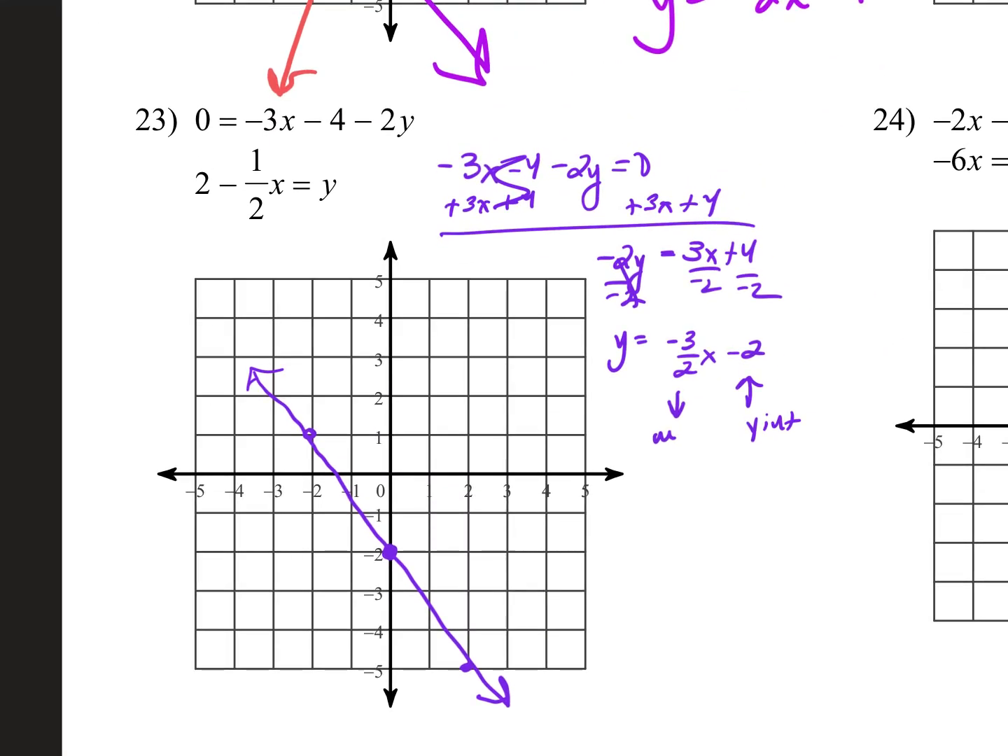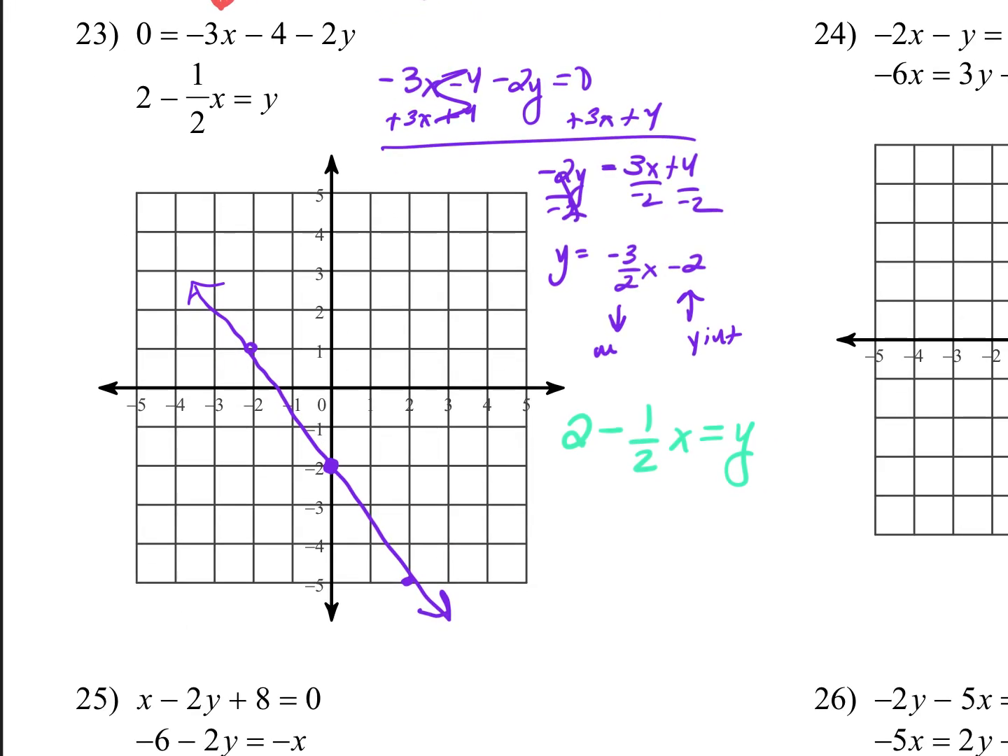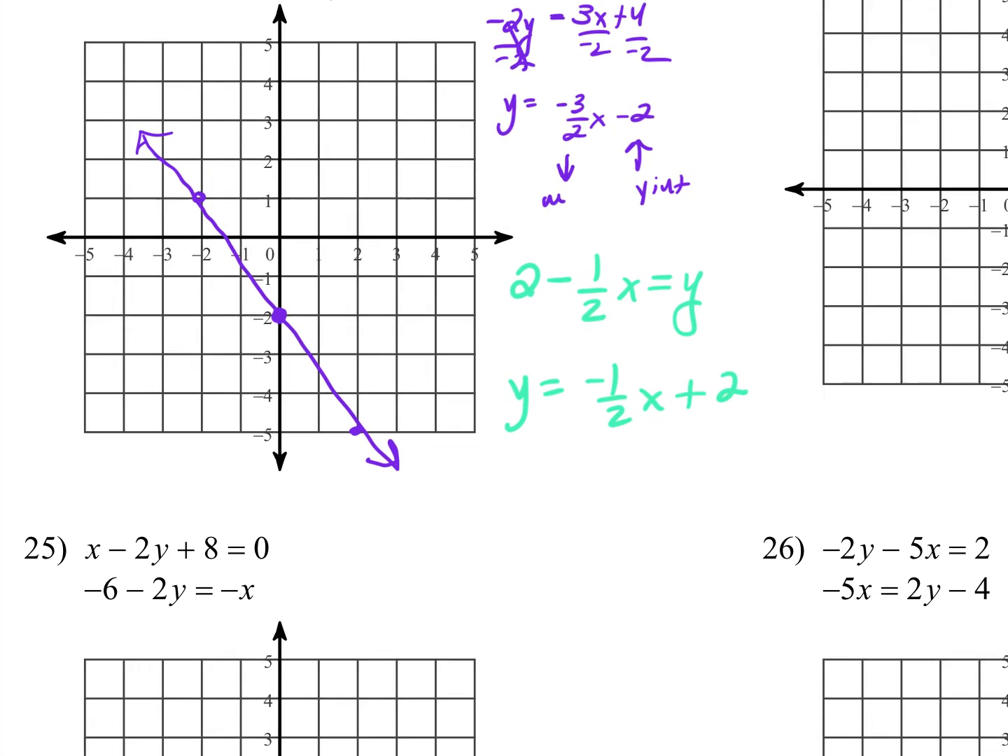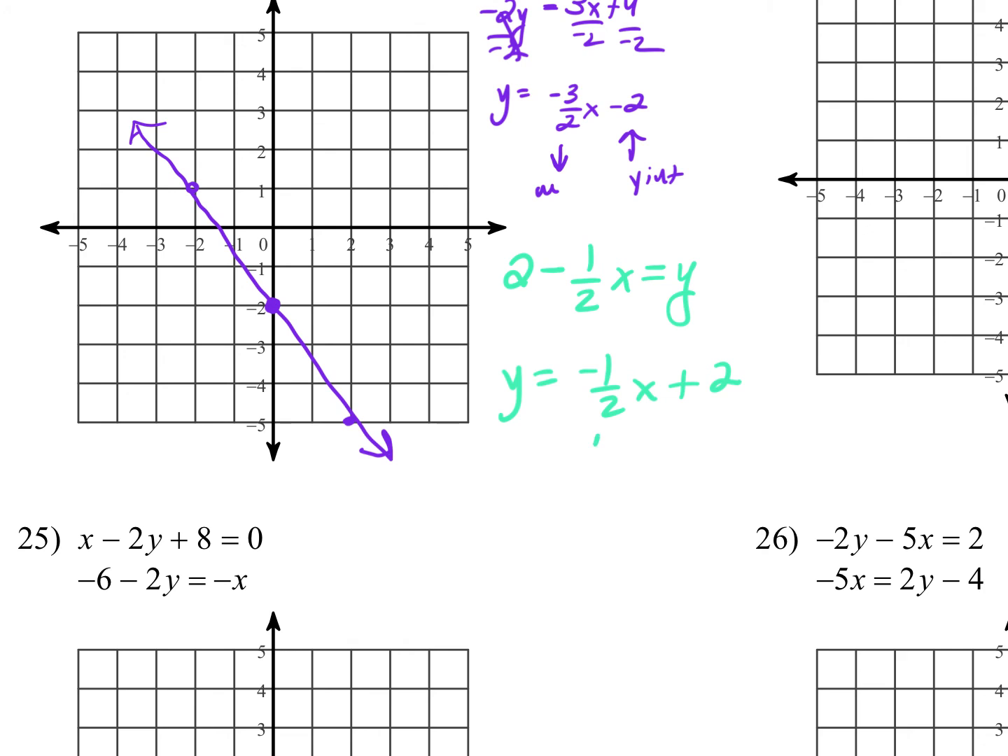My second equation says 2 minus 1/2 x equals y. How can I rewrite that so the y is on the left-hand side? Perfect. Just rewrote it, and y equals mx plus b, slope-intercept form. So my slope here is -1/2. My y-intercept is at 2.